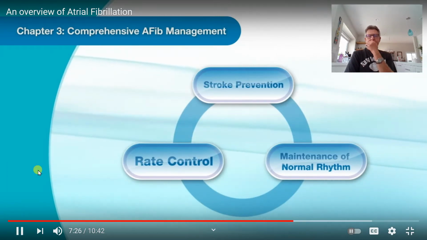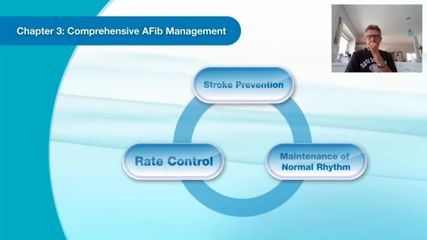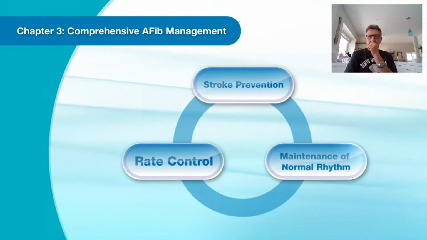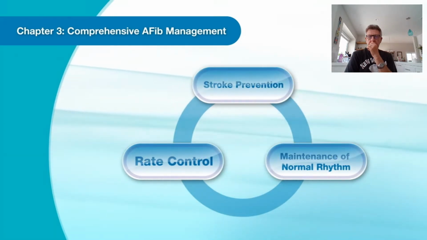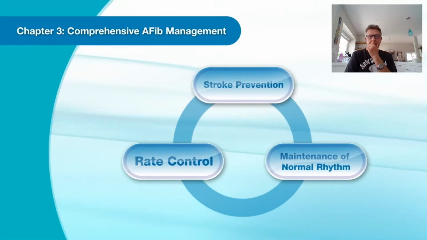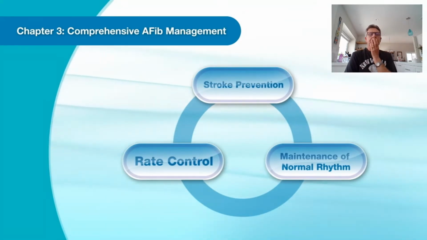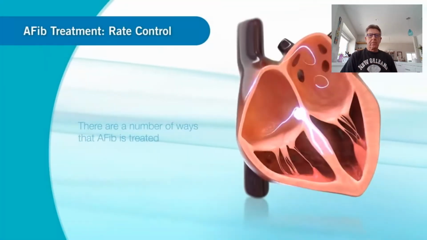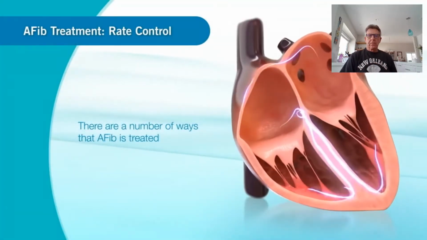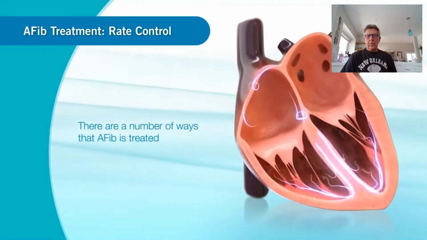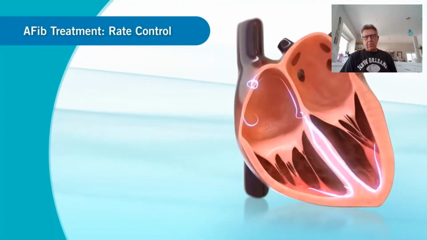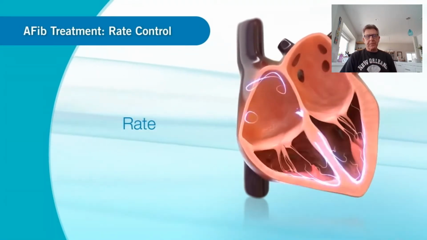The guidelines prioritize 3 treatment goals: rate control, maintenance of normal rhythm, and stroke prevention. Healthcare providers may provide a range of treatments to jointly manage the different risks and symptoms of Afib. There are a number of ways that Afib is treated. Your doctor may prescribe a medication to slow down the pace or rate at which your heart beats.